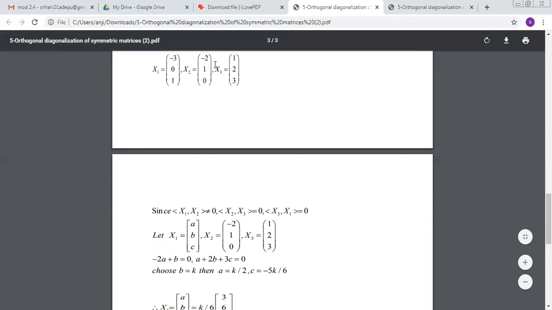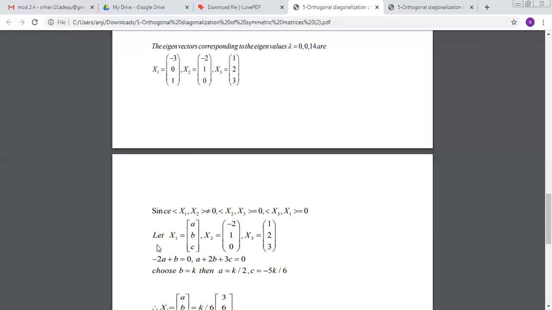So clearly x2 is orthogonal to x3, so x2 transpose x3 equals 0, and x3 is orthogonal to x1 also. So here only x1 is not orthogonal to x2. So for now consider a new vector, let capital X1 equal [a, b, c], and x2 equals [-2, 1, 0], x3 equals [1, 2, 3].